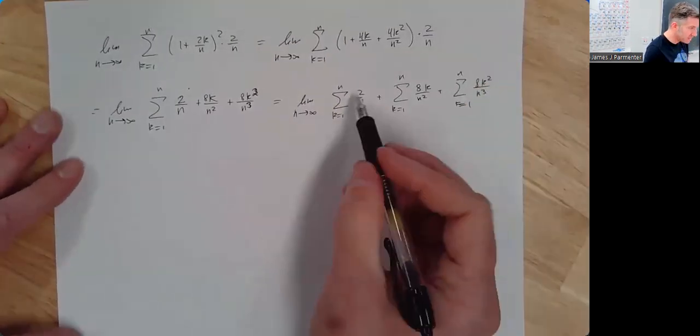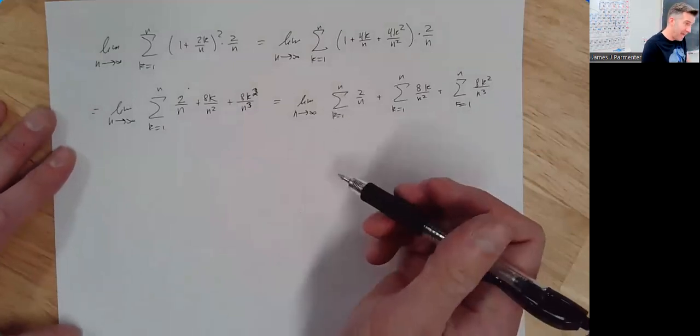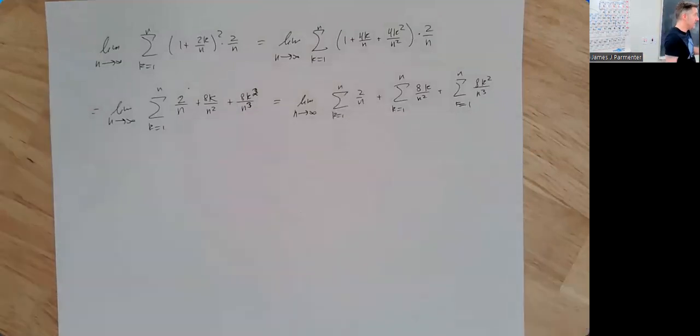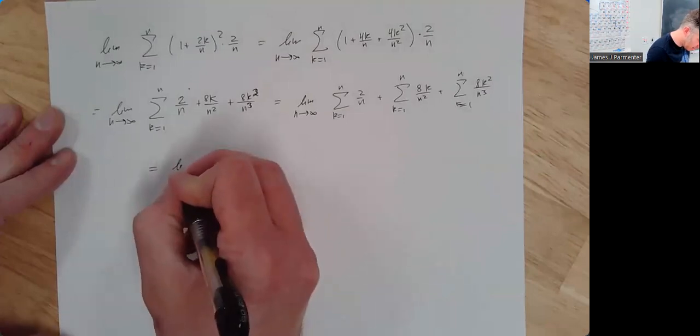And as far as each of these summations is concerned, the only thing that isn't a constant is k. K is changing, right? It's increasing every time, 1, 2, 3, etc. But everything else, including the n, is looked at as a constant as far as that summation is concerned.